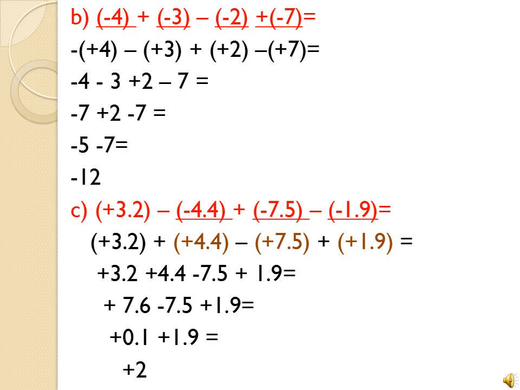Part C. Plus 3.2 minus 4.4 plus minus 7.5 minus 1.9. What shall I do here? I will change the negative numbers into positive ones. So I have here minus 4.4, minus 7.5 and minus 1.9.